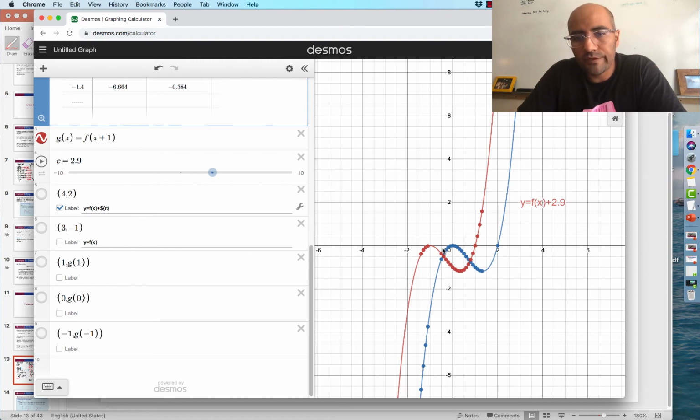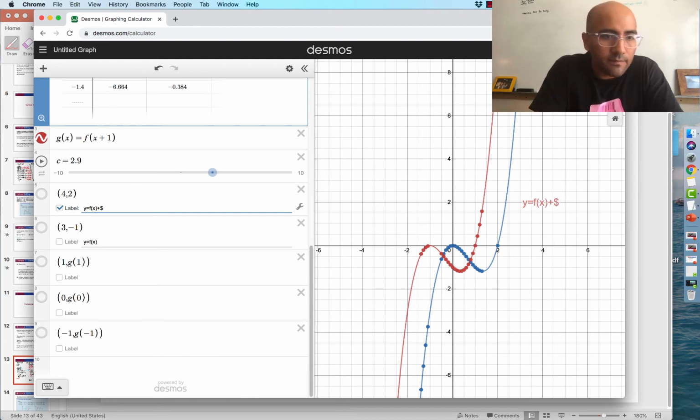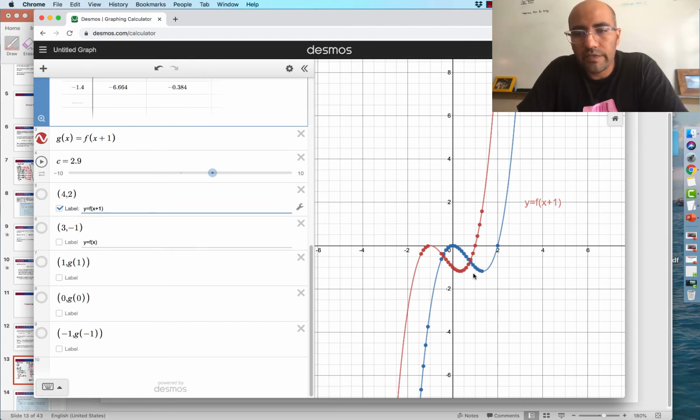Good. So the original function was this one, and this is going to be f of x plus 1. The original function in blue is f of x, and then plus 1 is this one. It's been shifted. Now, a little counterintuitive, you would think it's shifted to the right because it's plus 1, but really it's been shifted to the left by 1 unit.